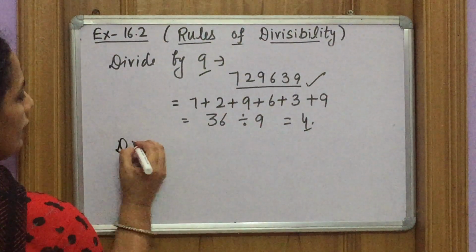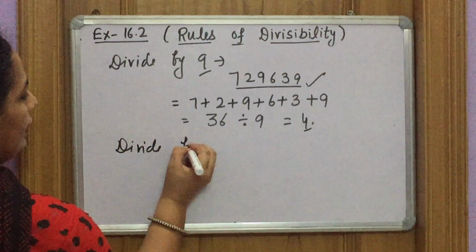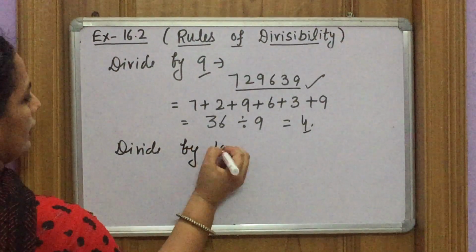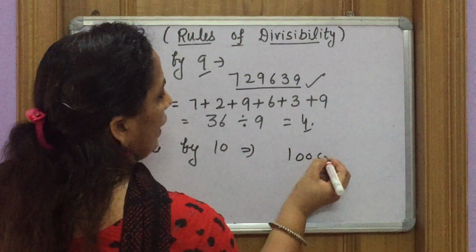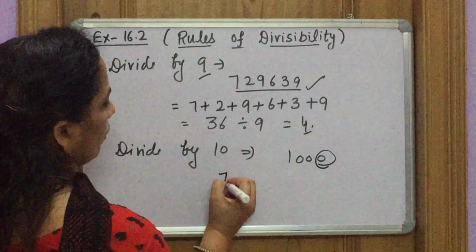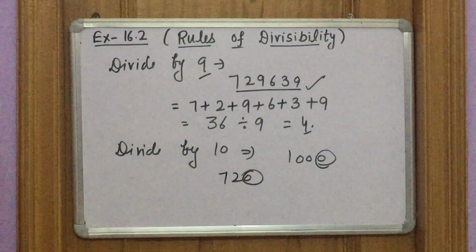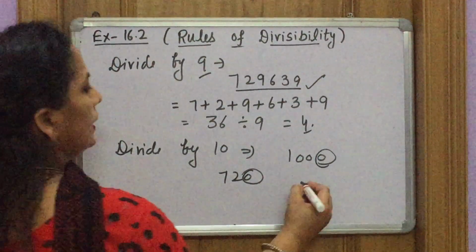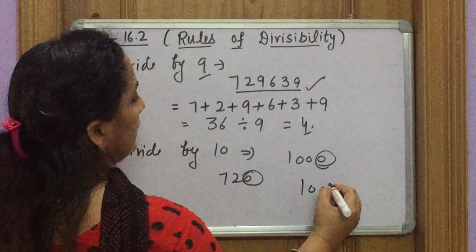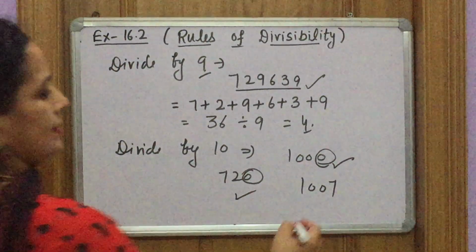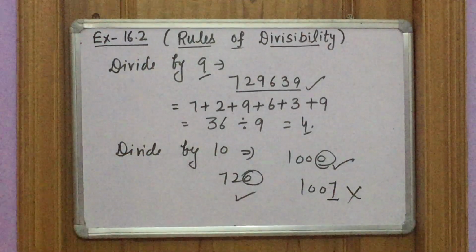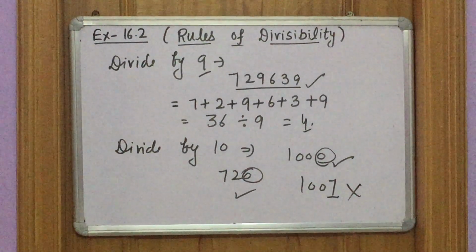Next is divisible by 10. It is very easy. If last digit of any number is 0, then definitely this number will be divisible by 10. Here last digit is 7, so it will not be divisible by 10.